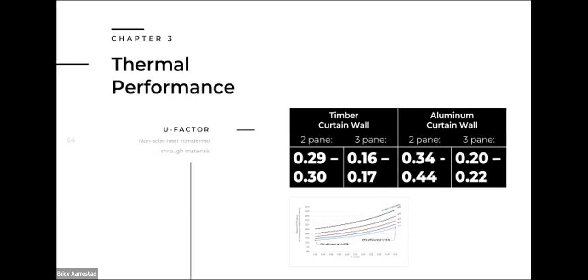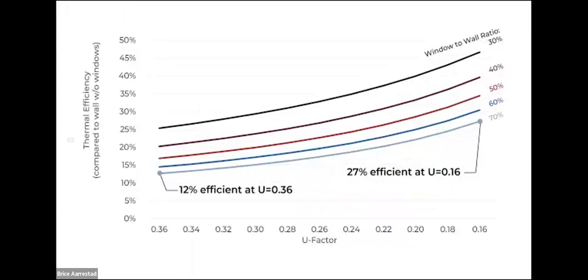So why is U factor important? We look at the thermal performance of a building. A window or any glazed product with a U factor of 0.36, comparing that to a U factor of 0.16. The wall's performance at 0.36 will be about 12% of its thermal performance if it didn't have the window at all. So, if it was 100% efficient, it would be the same as an opaque assembly, right?